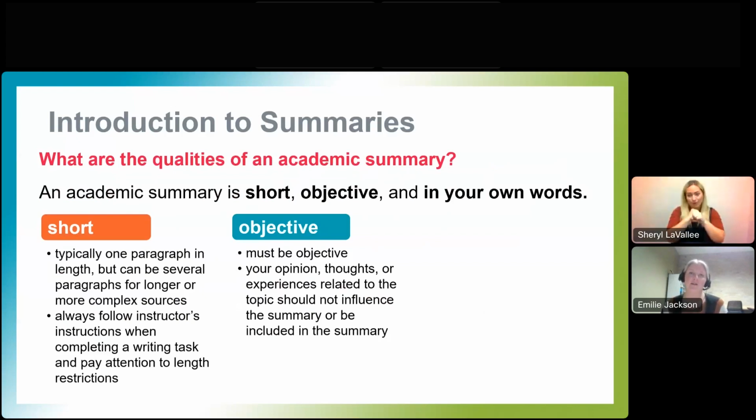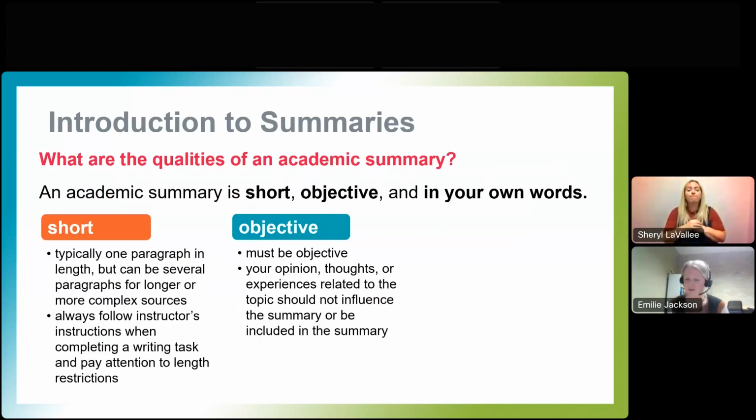Maybe your instructor asks you to write a summary of an article and share your opinion. Well, those are 2 different things. You're being asked to write an objective summary, because summaries are always objective. Our feelings are not included in that writing. And then after the summary, reflect and share your own opinion or ideas or experiences that relate to that topic. So don't be confused if your instructor says summarize and share your opinion. That's fine. Summaries are always objective.